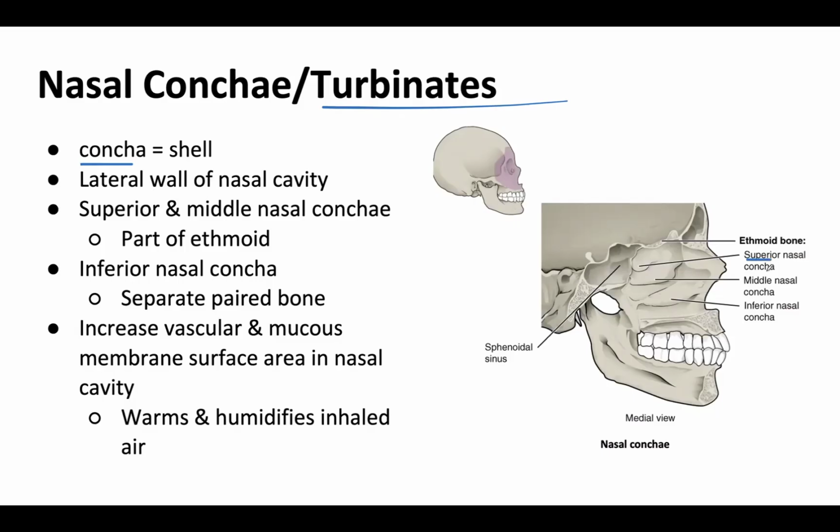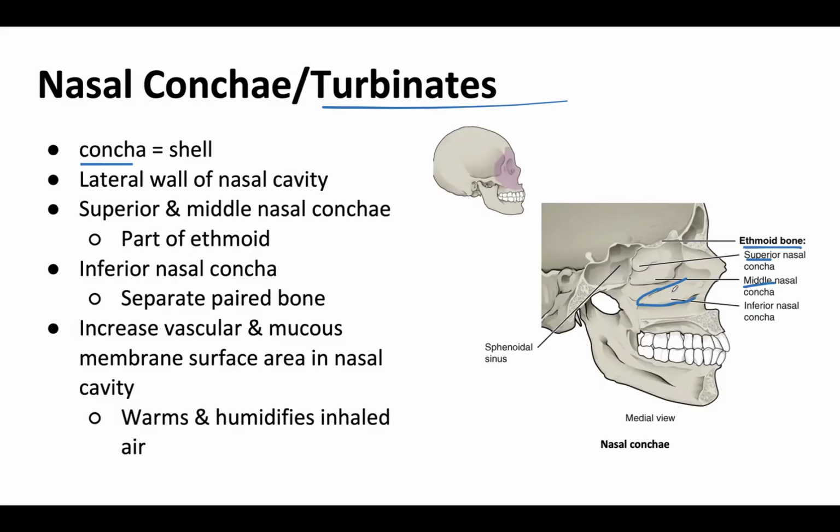The superior and the middle nasal conchae are actually components of the ethmoid bone, while the inferior nasal concha is its own individual bone. It's its own independent bone. But these three really have similar functions.